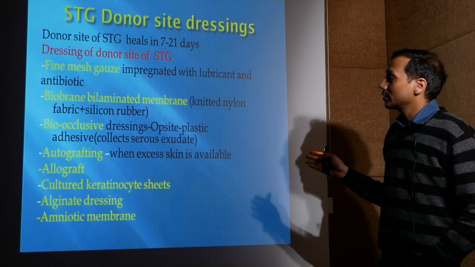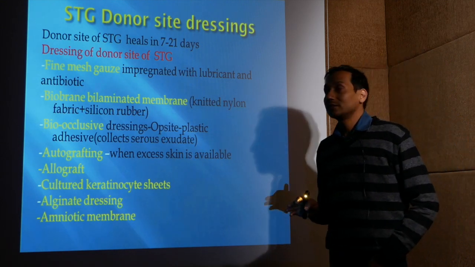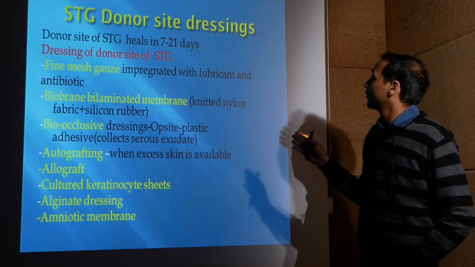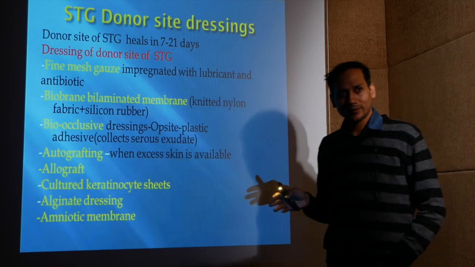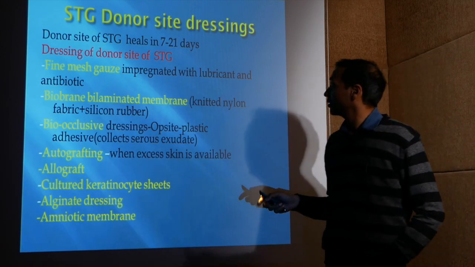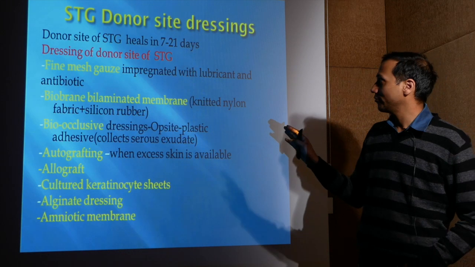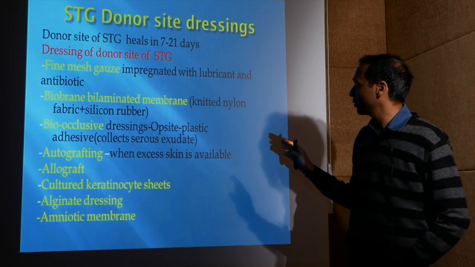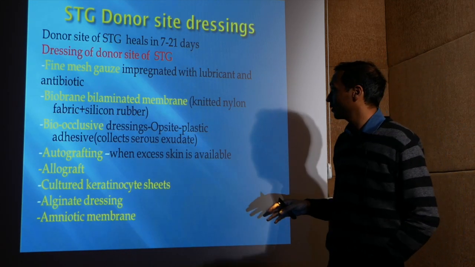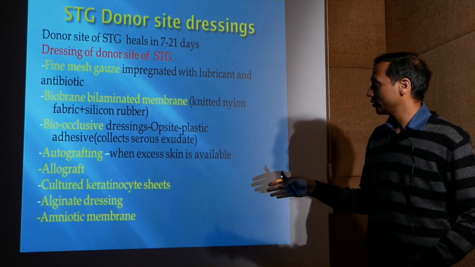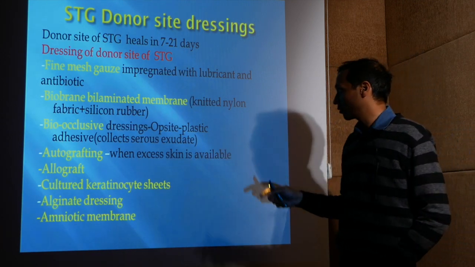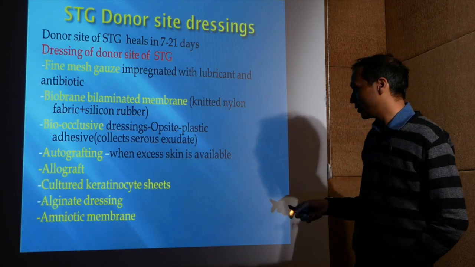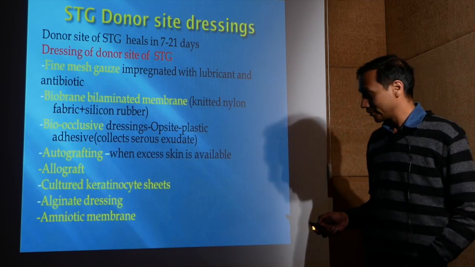The split thickness skin graft donor site usually heals in 3 weeks. Dressing of the donor site can be done with fine mesh gauze, which can be impregnated with a lubricant and antibiotic. There are various other dressings that can also be used: membrane, bio-occlusive, allograft, alginate dressings, and amniotic membrane dressing.